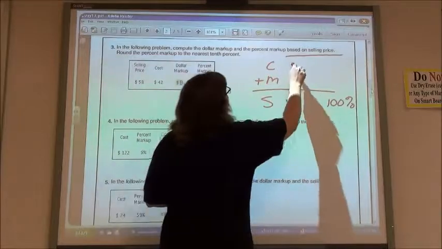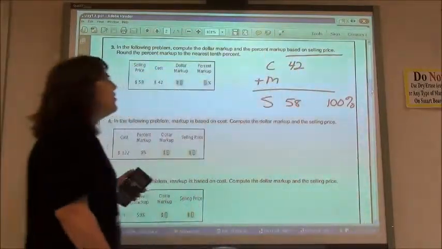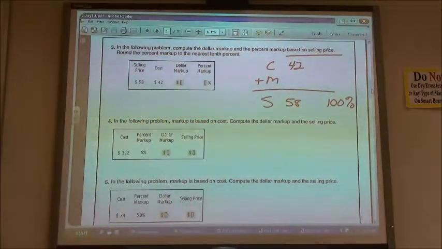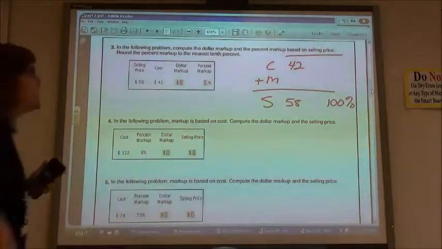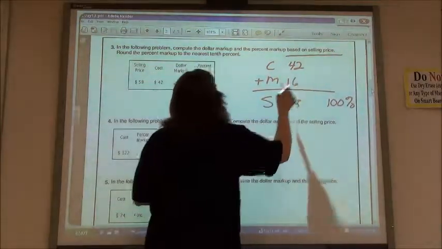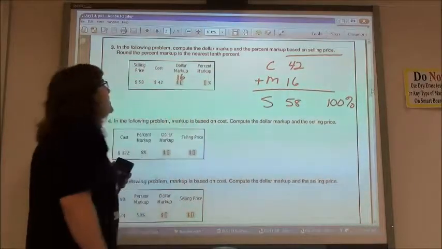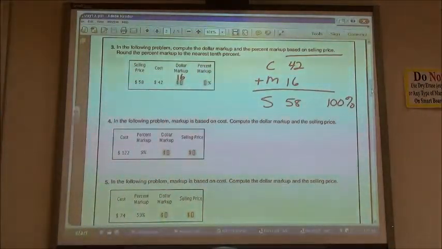Our selling price is $58. Our cost is $42. So in order to find out the amount of the markup, we have to subtract 58 minus 42. So $16. So $16 is the dollar markup, how much we marked it up by. We then need to find the percent markup.